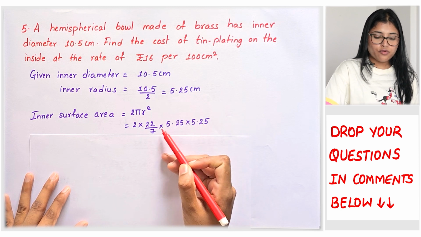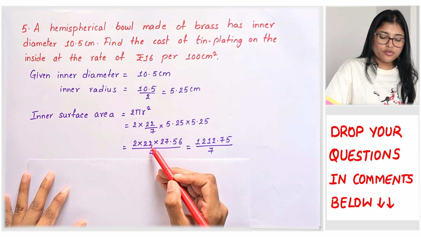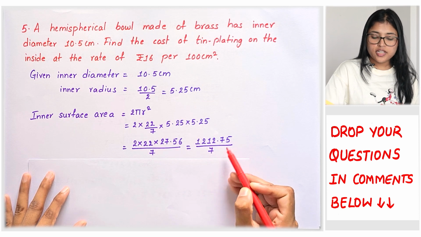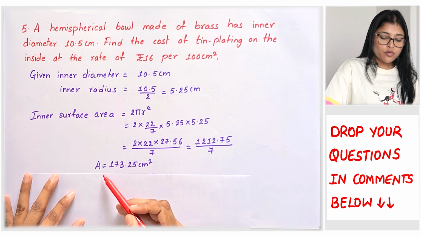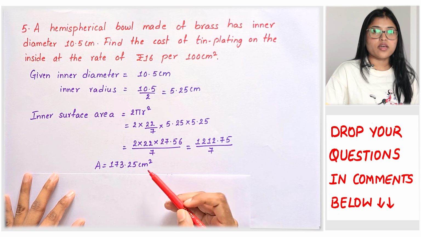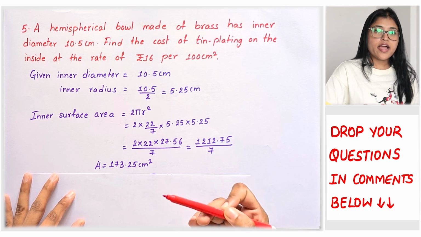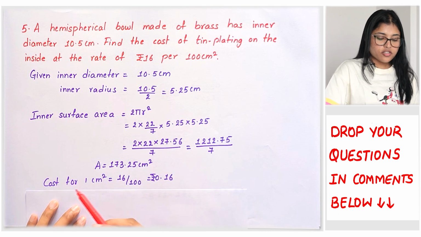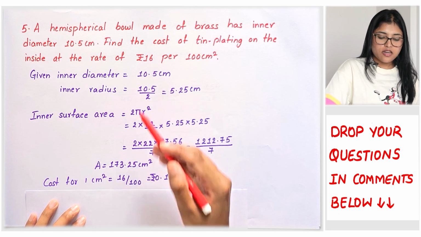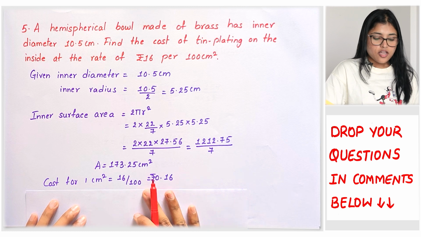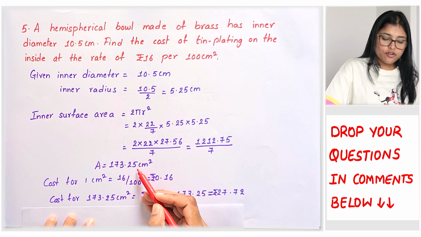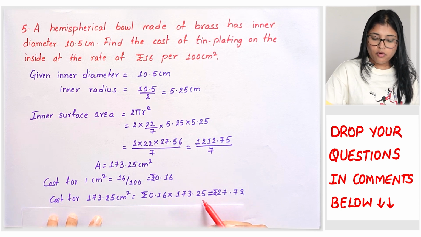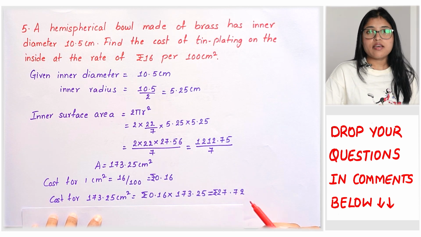Substituting r as 5.25, I can write this as 2 into 22 into 27.56 by 7, which is 1212.75 by 7, which is nothing but 173.25 centimeter square. This is the inner surface area. Now I have to find the cost for tin plating this inner surface area. I know that the cost for 1 centimeter square is 16 by 100, which is 0.16. Now the cost for 173.25 centimeter square will be 0.16 into 173.25, which will be rupees 27.72.